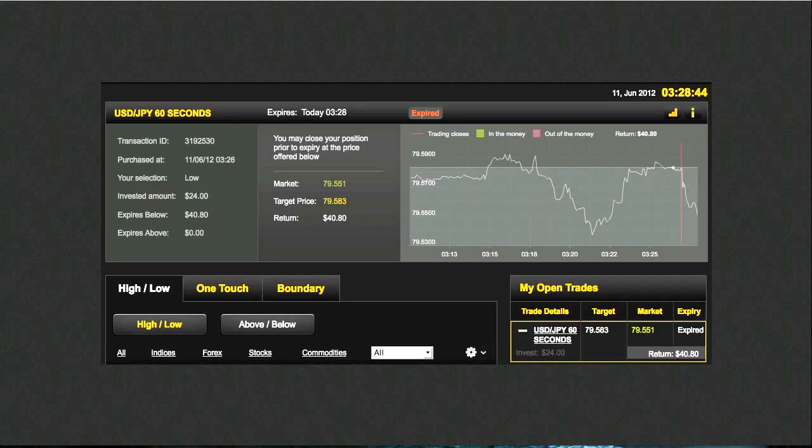So as you can see, it was a put option with an investment amount of $24. With the expiry being below, I received a $40.80 payout. And as you can see from the 24Option chart, it just fell down, which is great. I love that. I have a nickname for it. It's called blowing out the candles when it falls down like that. So let me get into the chart work with you.